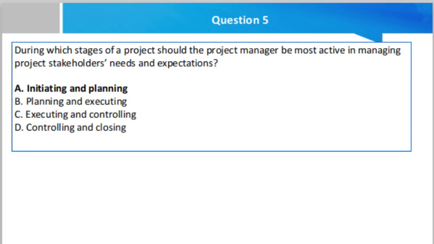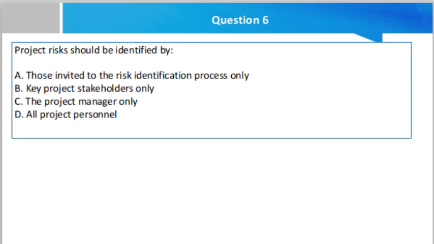Then the next question is: project risk should be identified by those invited to the risk identification process only. Option A, key project stakeholders only; then the project manager only; and all project personnel. So these are the possible options. What do you think, friend, the right answer is? The right answer is D, all project personnel.